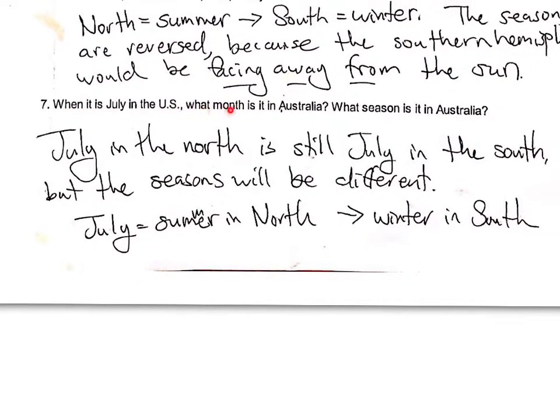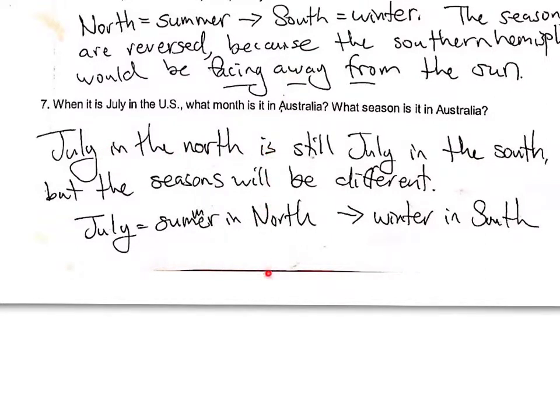When it is July in the United States, what month is it in Australia? Ha ha ha, trick question. And what season is it in Australia? So July is July everywhere, okay? The whole world subscribes to the same calendar, basically. So if it's July 21st, well, if it's July, it's going to be July everywhere.